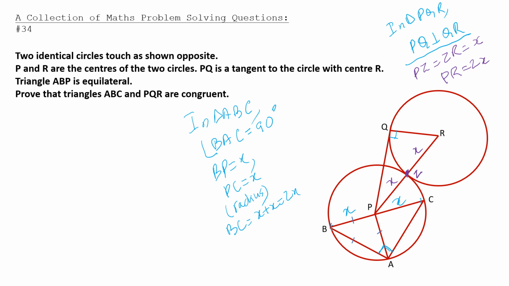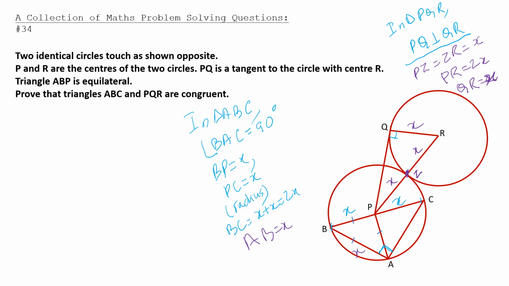Let's look at the other sides. Now we know that AB is x because triangle ABP is equilateral. So we can write here AB equals x, and also QR equals x. That's because QR is the radius and the two circles are identical, so they have the same radius. So QR equals x. So we've got two sides equal. And what happens to the third side?